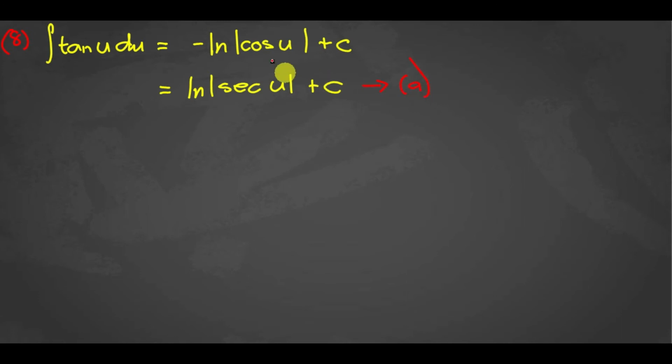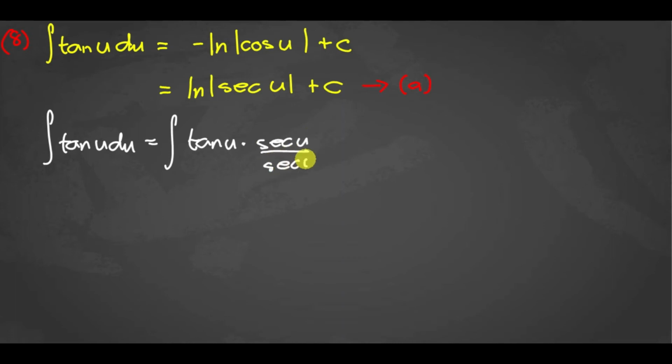This is our ninth equation. Now the process of arriving at this answer: if we take the integral of tan u du, it is equivalent to the integral of tan u times secant u all over secant u du. This is true since our multiplier did not change our given function, and it is equal to 1.